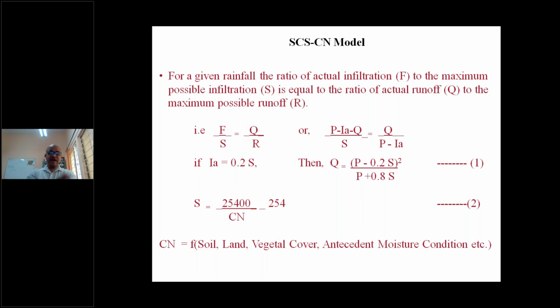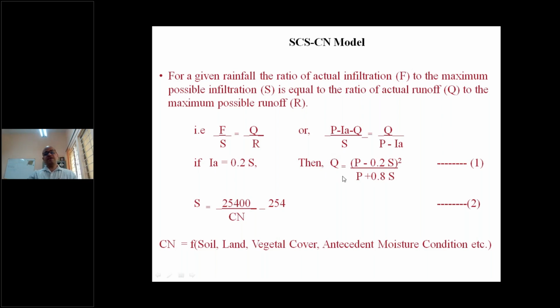Now, once you have that, you can calculate the relation between discharge, runoff, and precipitation using this formula, which says precipitation minus initial abstraction, where IA is the initial abstraction. So precipitation minus initial abstraction, square of this quantity, divided by precipitation plus 0.8 of potential maximum retention. This ratio will give you Q.